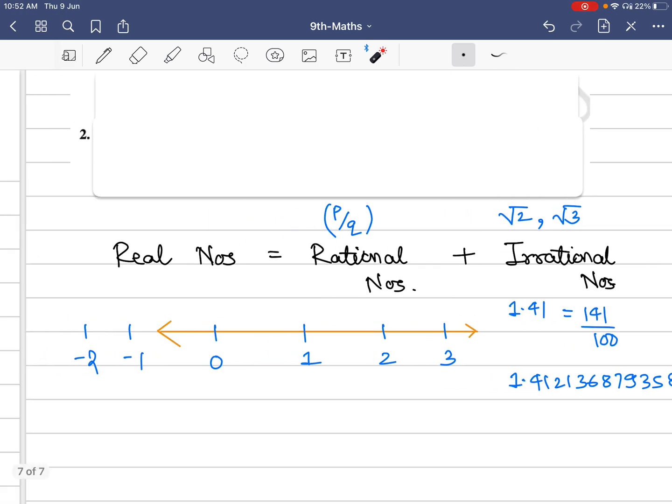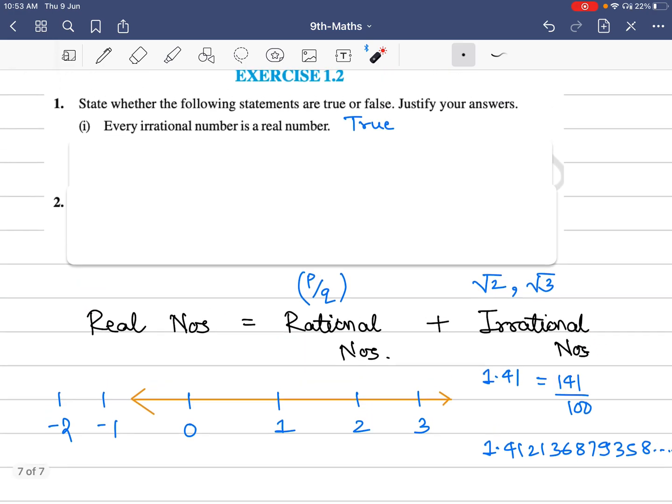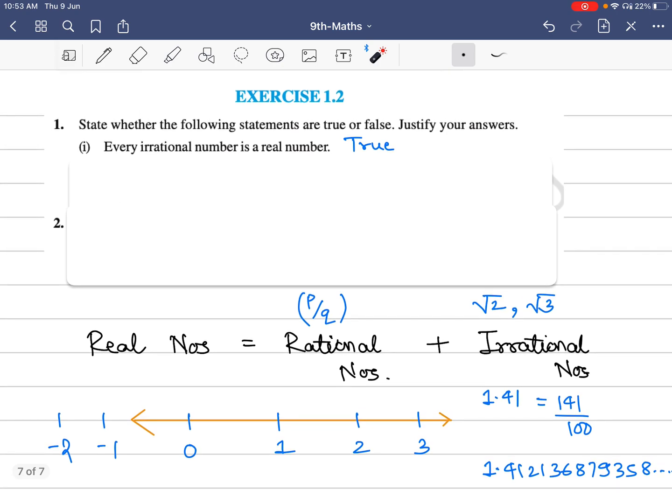So all these numbers, irrational numbers plus rational numbers, are together called real numbers. That's the very definition of real numbers. And the statement they have asked is: every irrational number is a real number. This is true because that is the very definition of real numbers. So statement number 1 is true. Now let's go to statement number 2.